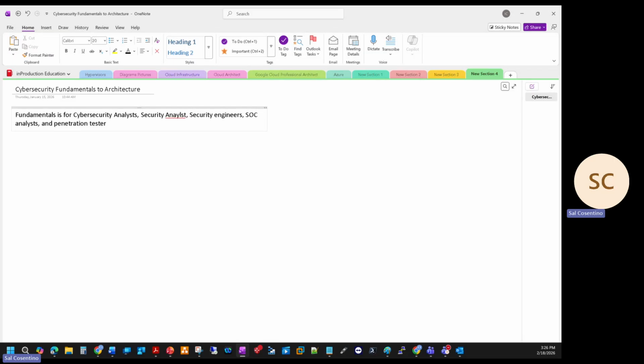Security engineers, SOC analysts, pen testers, right? They're all alike. And by the end of this lesson, you will be able to explain the different types of firewalls and their capabilities. You'll be able to write and analyze firewall rules on Linux with IP tables or NF tables and in Windows, right? And this is part of the fundamentals, right? And then we'll start talking about the architecture.